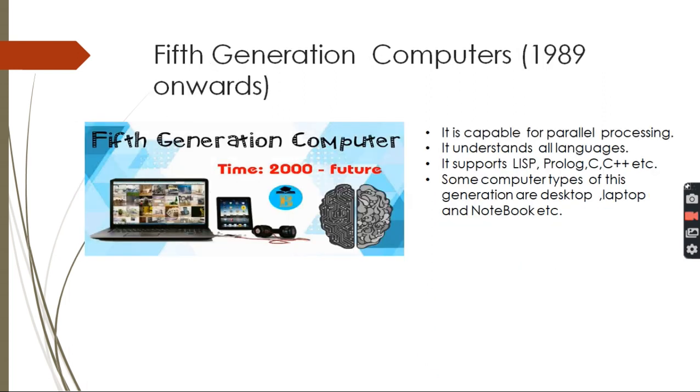Our next generation is the fifth generation of computers. The period of the fifth generation is 1989 onwards. It is capable of parallel processing. It can understand all languages. It supports Lisp, Prolog, C, C++ and other languages.